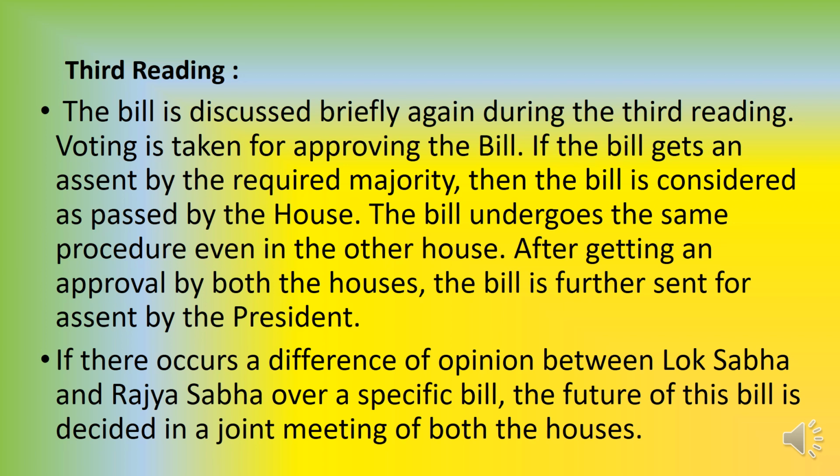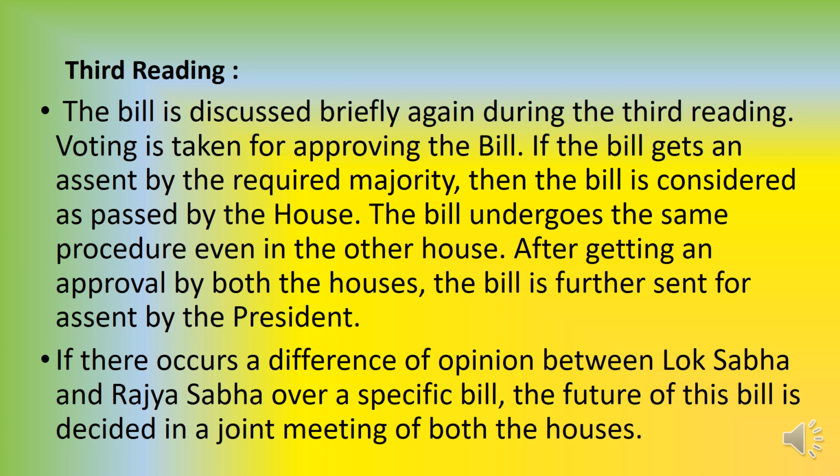Now, this time, if the bill gets an assent, that is an approval by the required majority, so not only one or two, it should have a majority of people. Majority of the people should give approval for it. Then that particular bill is considered as passed by the House. Okay, it is passed by the House, and the bill undergoes the same procedure even in the other house.